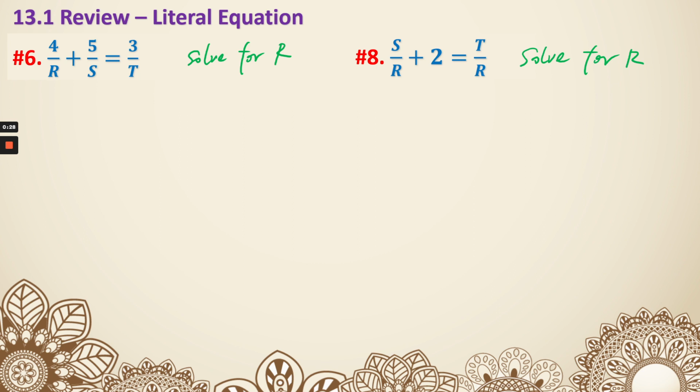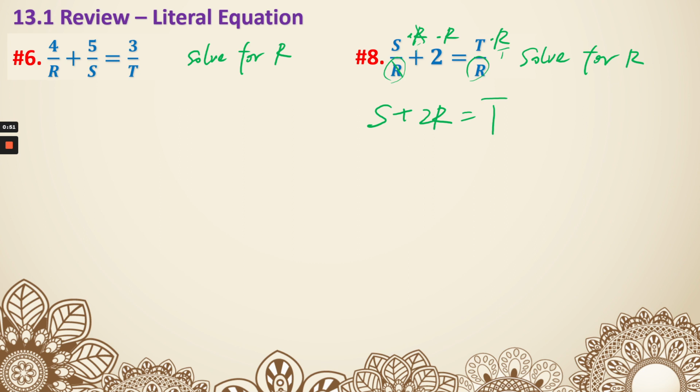Question 8 is a bit easier because R actually appeared in 2 of the fractions. So in order to get R out of the denominator, we just need to multiply everything by R. So if you multiply S over R by R over 1, the R would just cancel out, so you're left with an S. Then 2 times R is a plus 2R. Then T over R, same thing, times R over 1, the R is gone, you're left with a T.